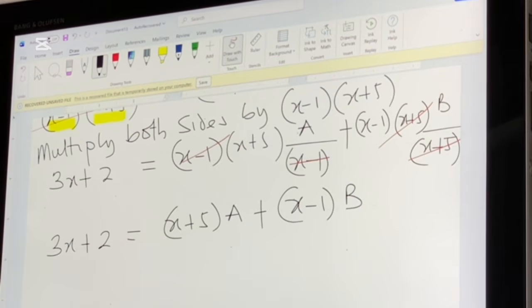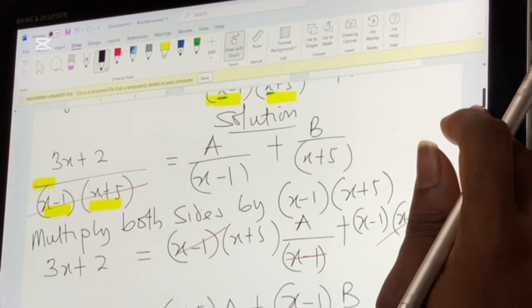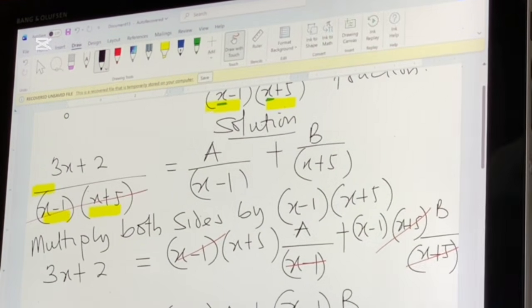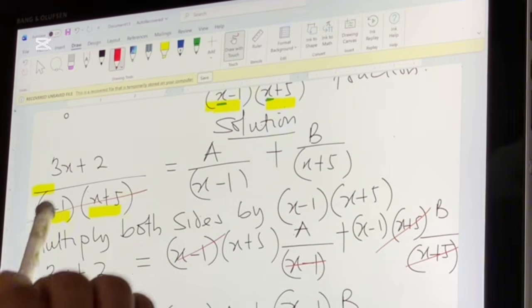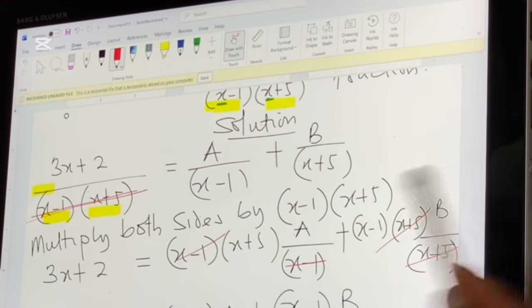We multiply both sides by s minus 1 and s plus 5. Listen to me carefully, class. So this will be cancelled. This will be cancelled, okay? So do the same thing at the right hand side.